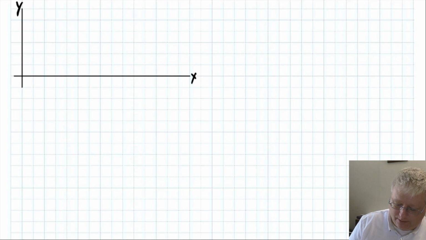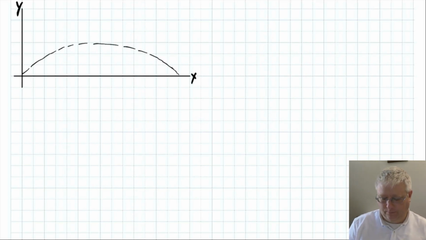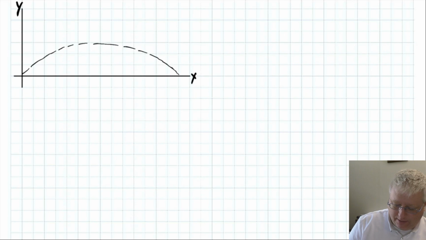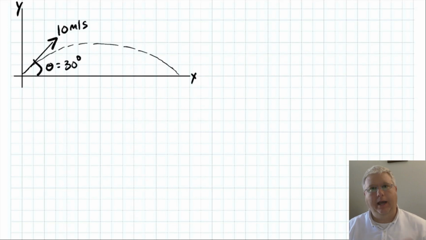All right, and so if we kick the football off at the origin, it's going to follow that parabolic path. Okay, let's say that it has an initial velocity, maybe it's 10 meters per second, and let's say the angle that it's kicked off at is 30 degrees. So can we now find how far horizontally that ball goes?